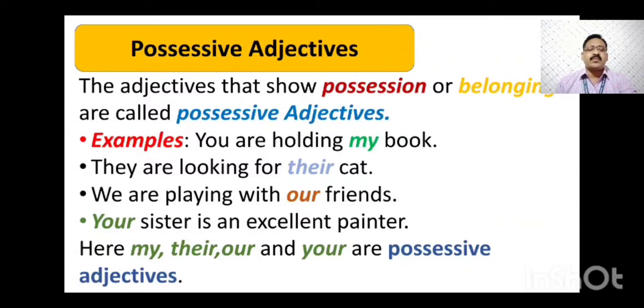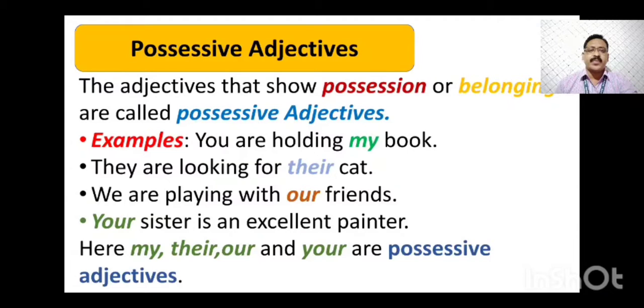Examples: You are holding my book. Here the noun is book, the adjective is my. Second one, they are looking for their cat. Here the noun is cat, and their is the adjective. We are playing with our friends. Friends is the noun and our is the adjective. Your sister is an excellent painter. Sister is the noun, your is the adjective.